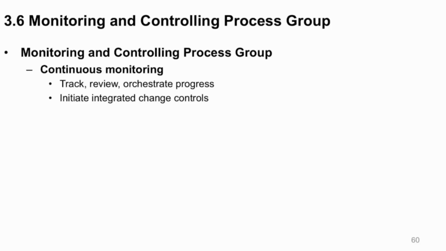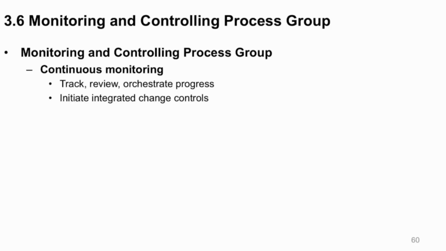Now here's the fourth process group, monitoring and controlling. Continuous monitoring. As we recall, monitoring and controlling is pervasive. It goes across initiating all the way through closing. And what you do is you track progress, you review reports, your practices, you're actually executing the project according to the proper methodologies, because you can have a change to your project processes and also a change to your project deliverables, both. Whatever it is, you want to monitor and control it, and then you initiate integrated change control.